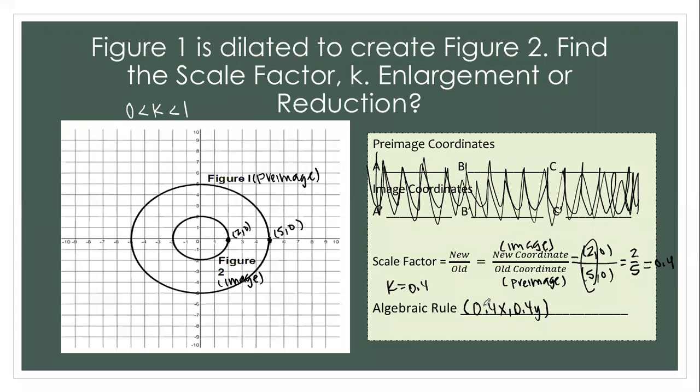So this makes sense. 0.4 is between 0 and 1, so it got smaller. So this number makes sense. That's another way to check yourself.